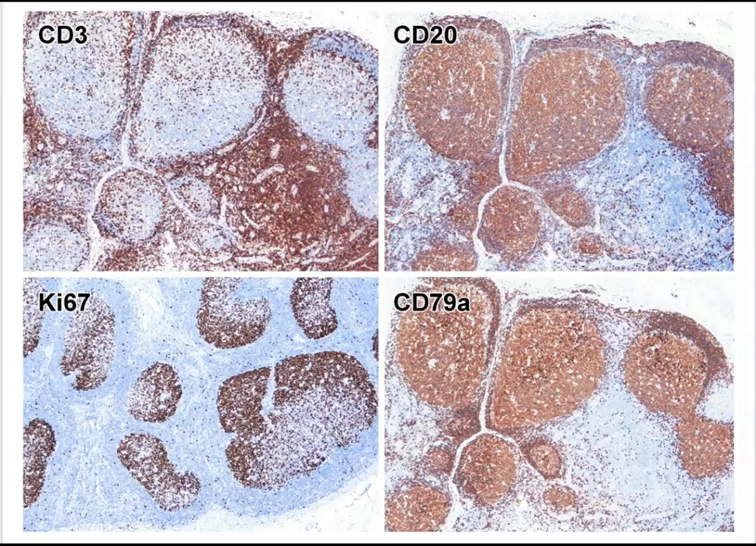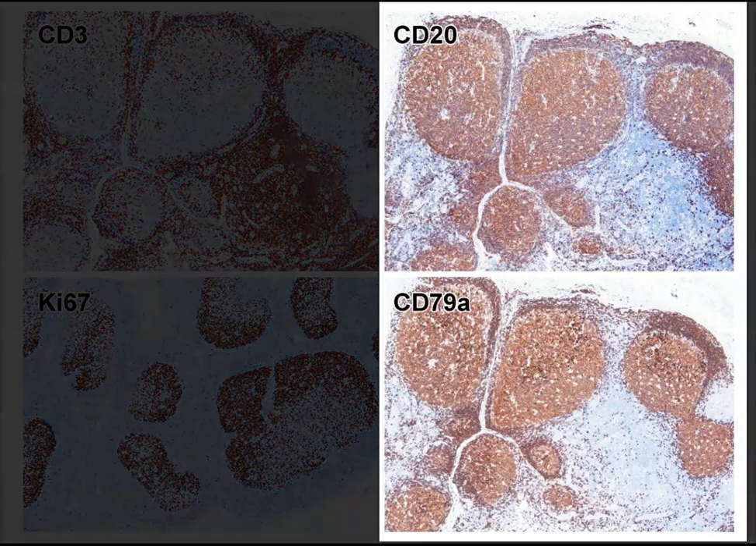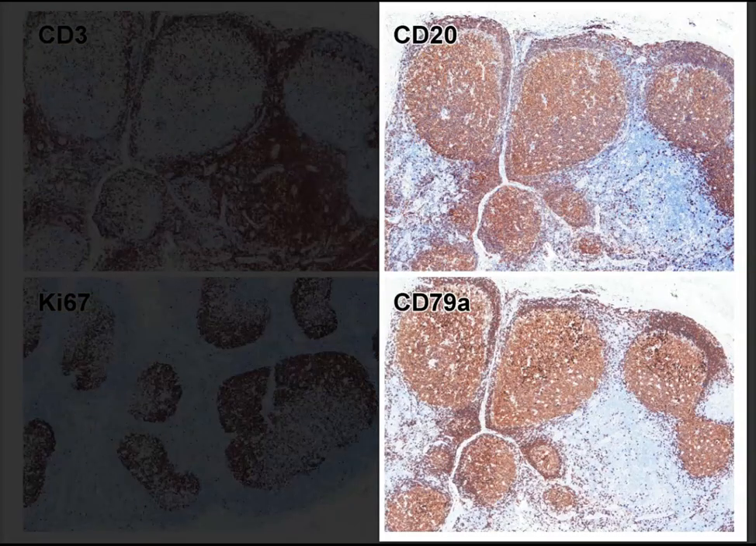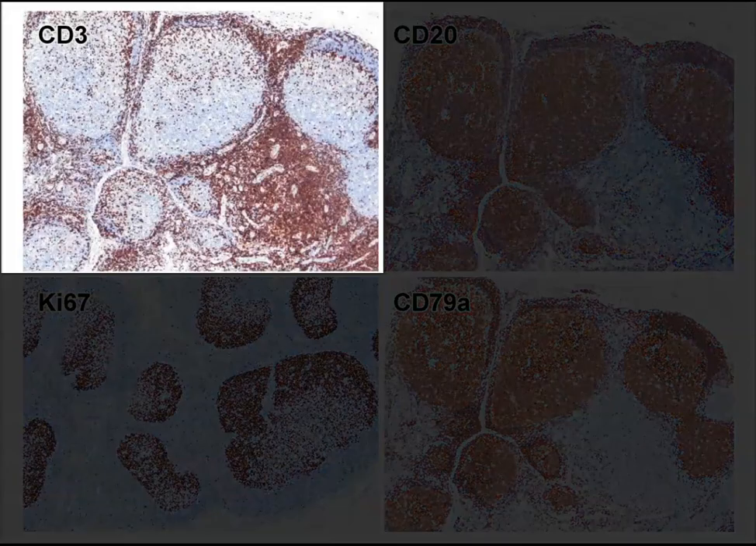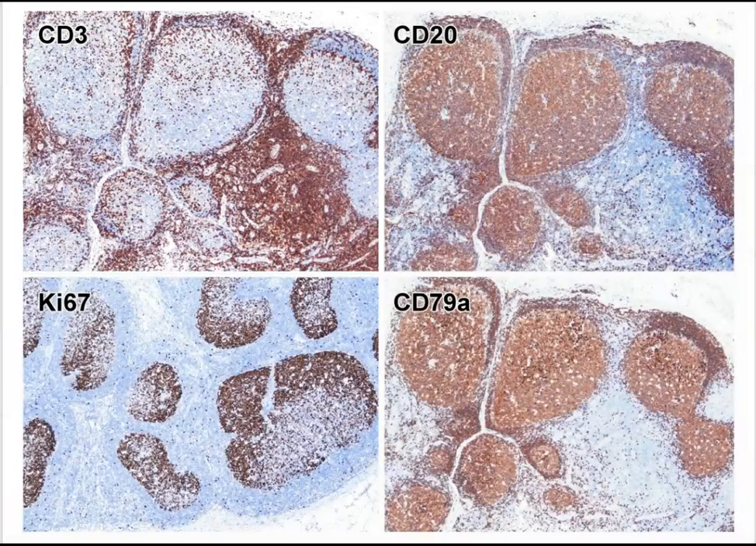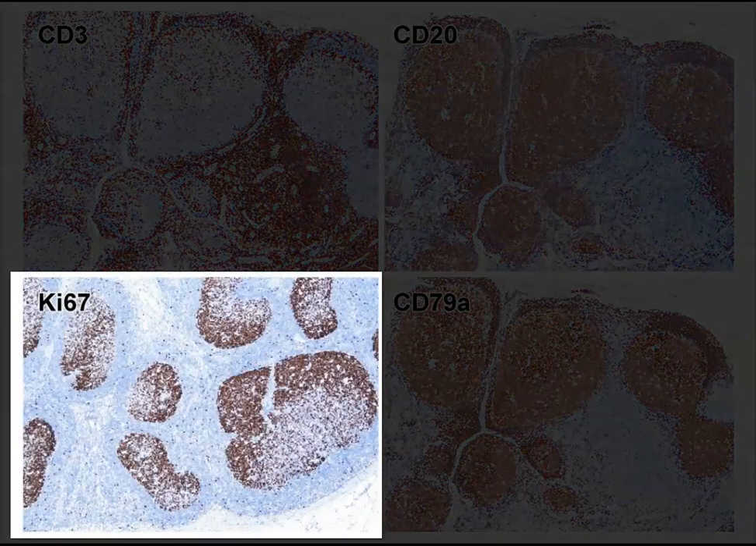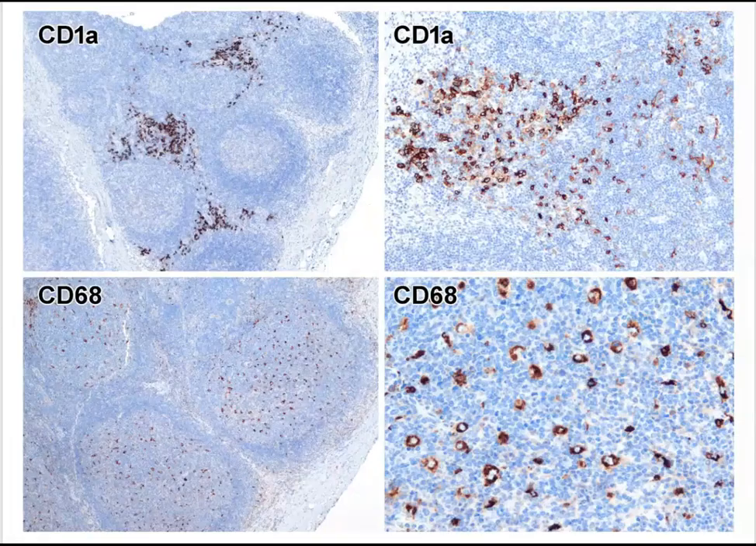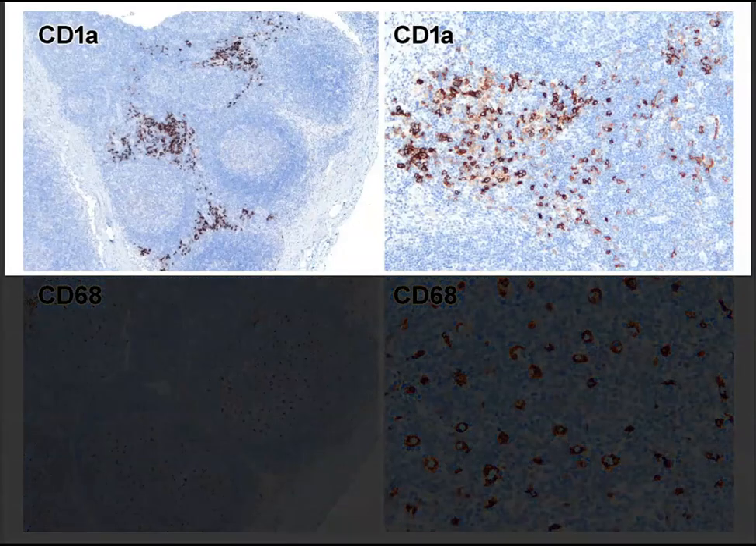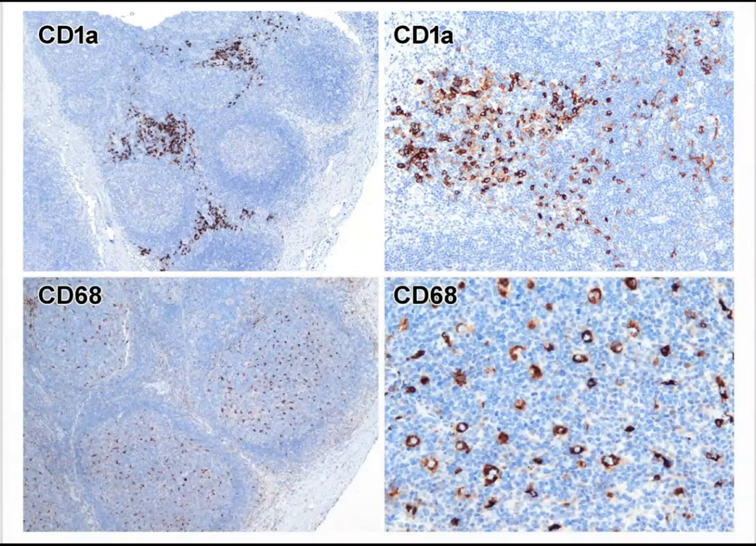The immunoarchitecture is preserved with CD20 positive, CD79A positive B cell follicles and CD3 positive interfollicular zones. The proliferation fraction is high in the reactive germinal centers with preservation of zonal polarity. On the other hand, staining for CD1A highlights aggregates of Langerhans dendritic cells in the interfollicular region.